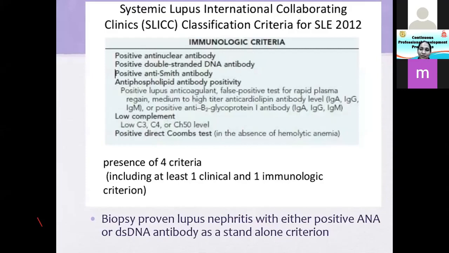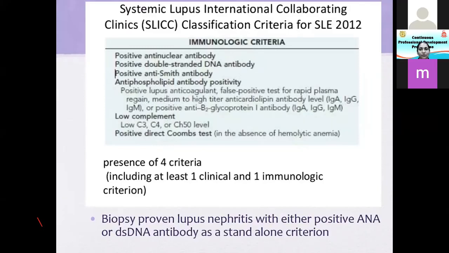So in this classification criteria, the presence of 4 criteria is needed. At least one should be from either the clinical or the immunologic. That is, you can have 3 clinical criteria and 1 immunologic, or you can have 3 immunologic and at least 1 clinical to come to a diagnosis. But remember, criteria are just to help you. The patient management has to be clinical.